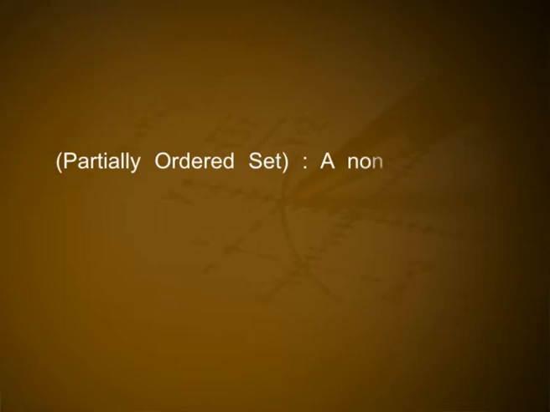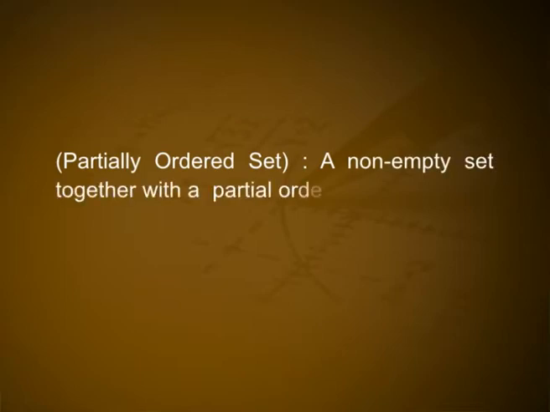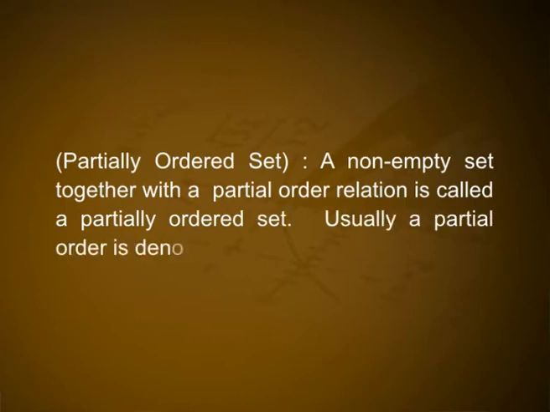Partially ordered set. A non-empty set together with a partial order relation is called a partially ordered set. Usually, a partial order is denoted by less than or equal to. An element a is said to cover an element b under a partial order relation less than or equal to on a set if b is less than or equal to a. If a covers all other elements of the chain containing it, then it is called a maximal element of the set. Note, it is possible to define lower bound and upper bound for elements in a partially ordered set.